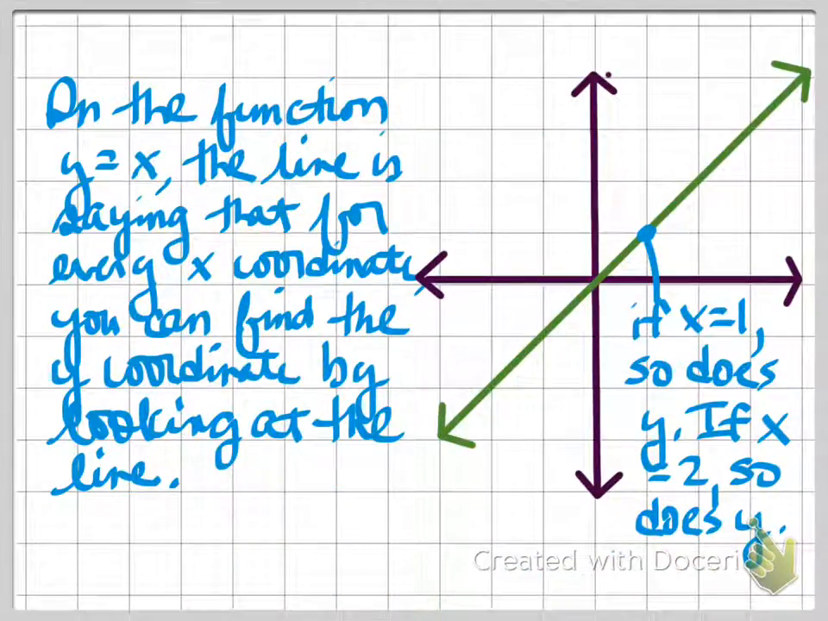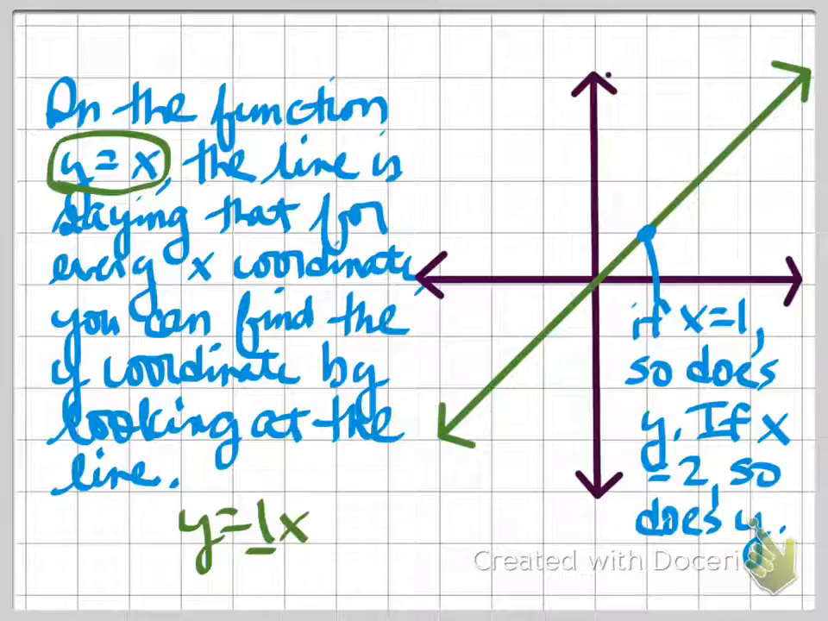In the function y equals x, the line is saying that for every x coordinate, you can find the coordinate of y by looking at the line. Y equals x, first of all, is no different than saying y equals 1 times x, because the coefficient is understood to be 1. That being said, this is how you would apply that.